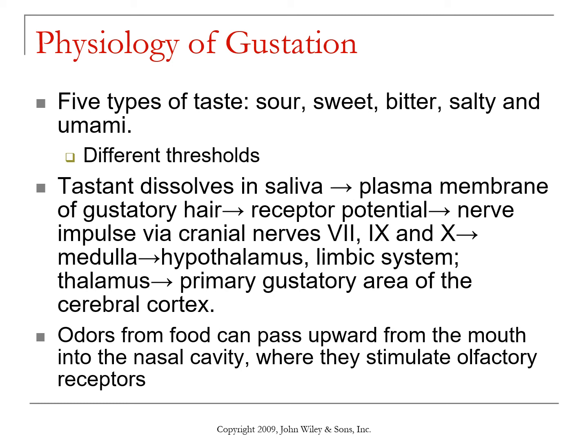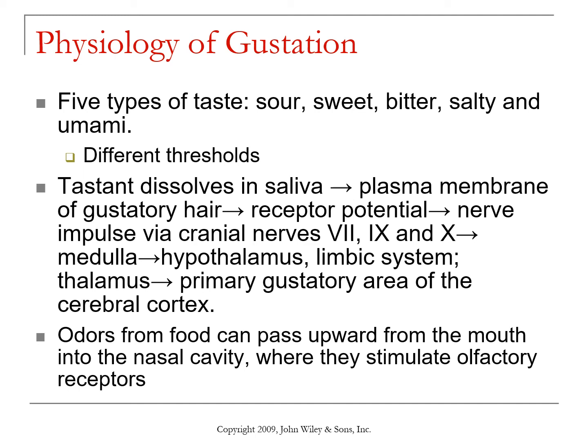There are different thresholds for each taste. We are most sensitive to bitter tastants, and there's a higher threshold for foods that are sweet. So it takes more stimulants in order to detect sweetness. Tastants are chemicals that dissolve in saliva, very similar to how odorants dissolve in mucus for olfaction.